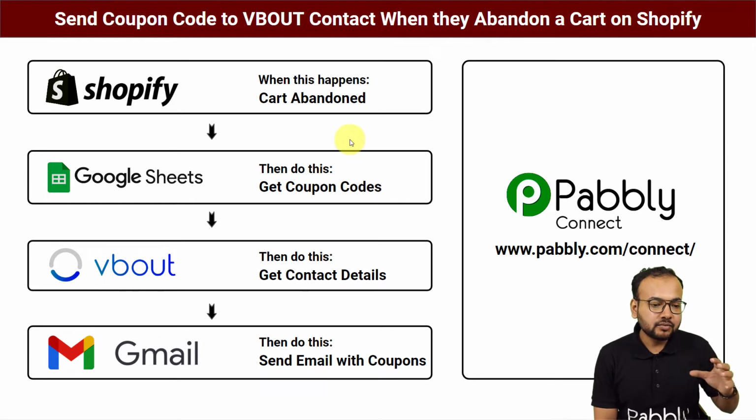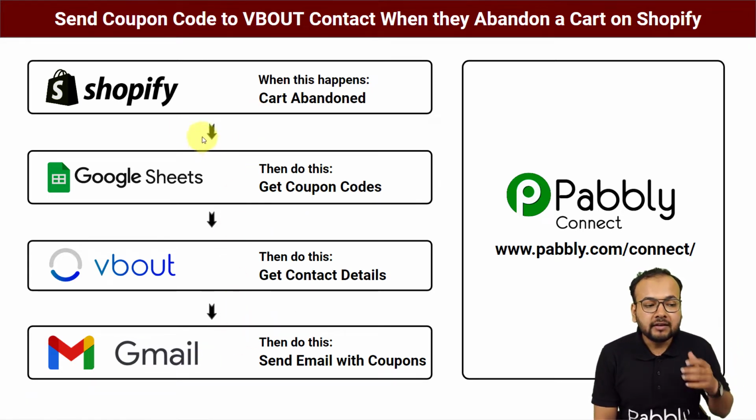As and when any customer is going to abandon your cart in Shopify, the coupon codes will be captured from Google Sheets application which you have already created, and the same coupon codes will be delivered to your VBOUT contact details. Okay, so you have the contact details of your customer in VBOUT application. So these contact details will be fetched from VBOUT, and the coupon codes will be delivered to all those contacts via email using Gmail application, and all these steps are going to happen automatically.